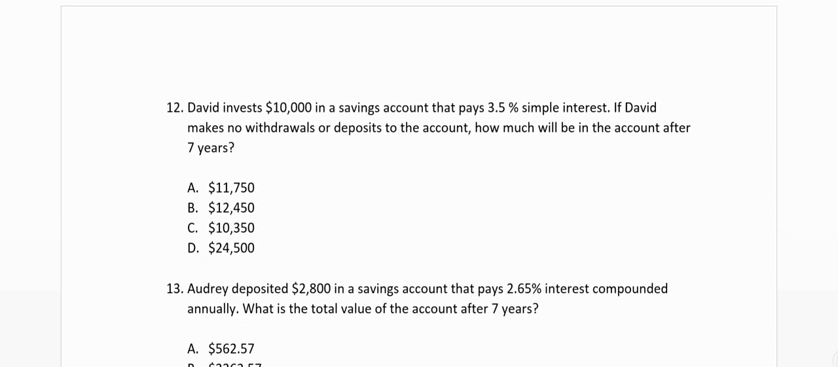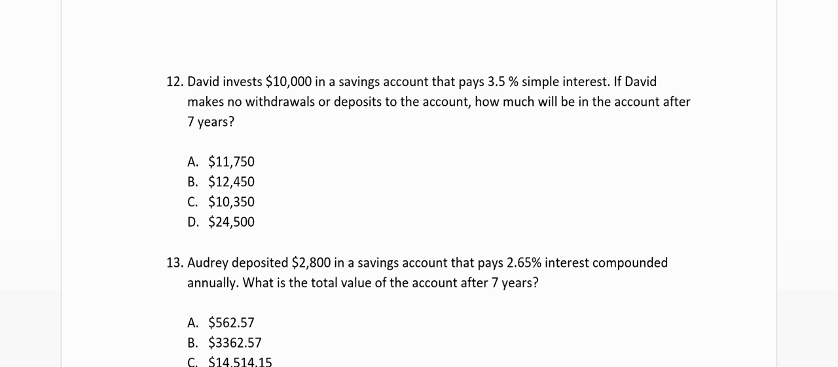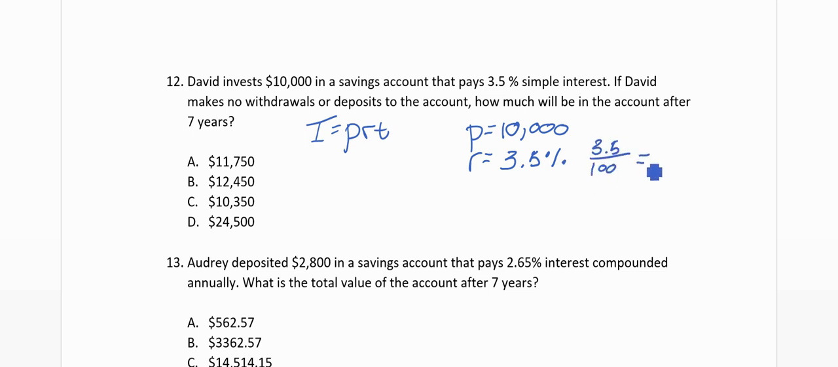Okay, number 12, David invests $10,000 in a savings account that pays 3.5% simple interest. If David makes no withdrawals or deposits to the account, how much will be in the account after 7 years? Okay, so we have simple interest, so I need to calculate my interest. I equals PRT. So P is my principal of 10,000. R is my rate, it's 3.5%, but I'm going to divide by 100 to get my decimal of 0.035.